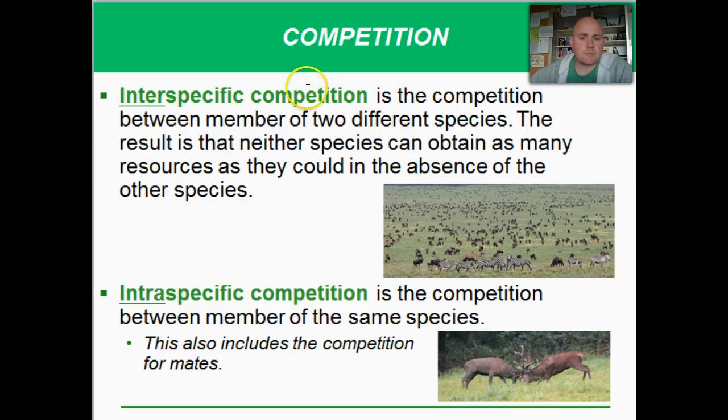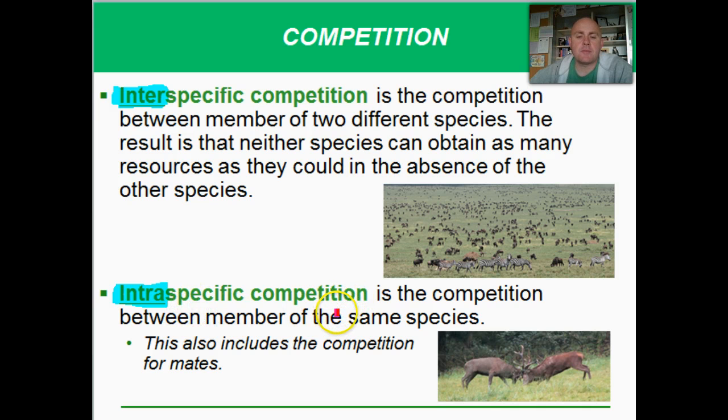This competition for these resources can be one of two different kinds: intraspecific or interspecific. These are the two flavors. Interspecific is competition between members of two different species. If you look in this picture, there are different species that are both trying to occupy the same space and eat the same resource, which is the grassland. You've got wildebeests and zebras in the picture. The result is that neither species can obtain as many resources as they potentially could.